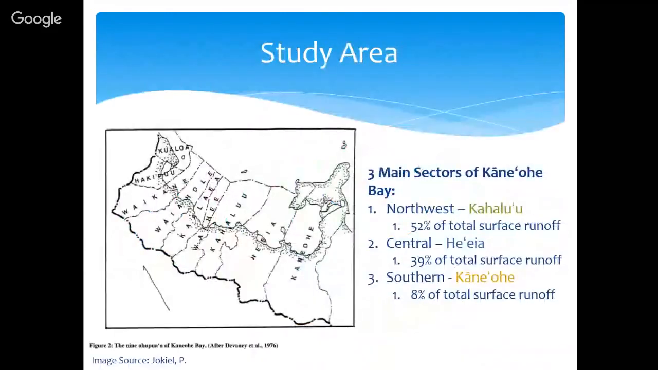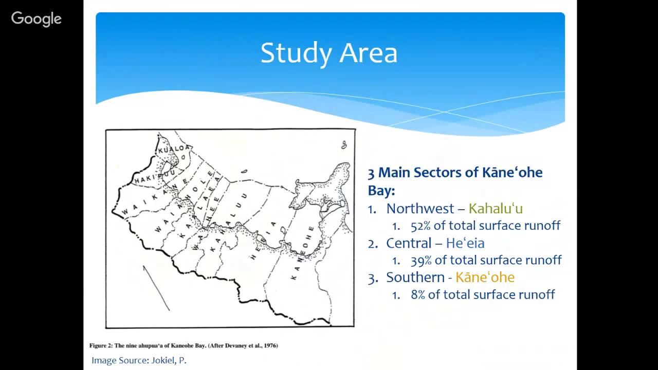So looking at our study area more specifically, historically, Kaneohe Bay has been divided into 3 main sectors: the northwest sector, the central sector, and the southern sector. The northwest sector is subject to 52% runoff into Kaneohe Bay. The central sector is 39%, and the southern sector is 8%.